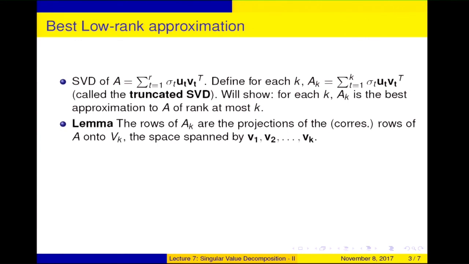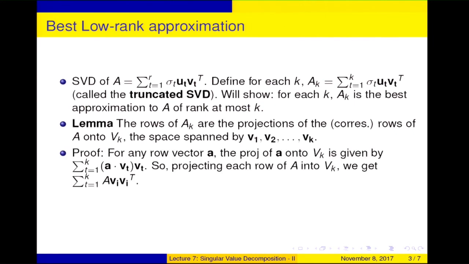So, this proof first. First, the rows of Ak are projections of the corresponding rows of A onto Vk, the space spanned by v1 through vk. We saw this capital Vk yesterday, and these are the right singular vectors. Throughout this talk, I'll use U for the left and V for the right singular vectors. So first we want to prove this.